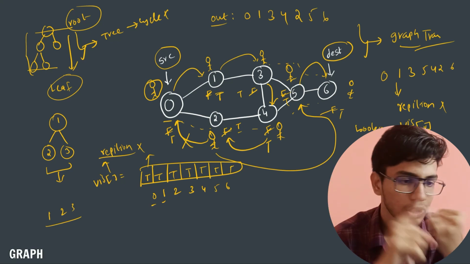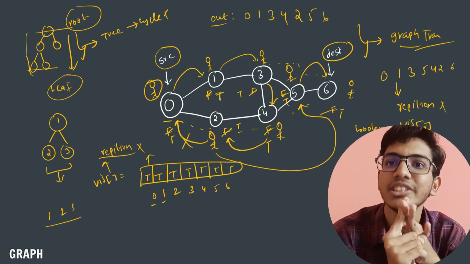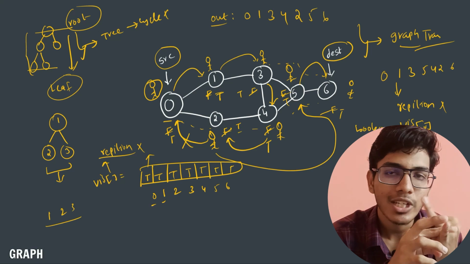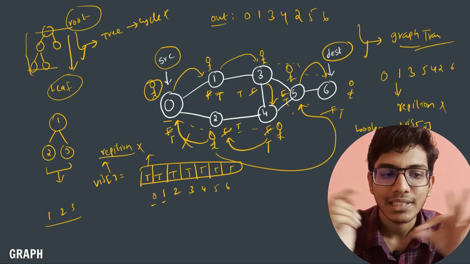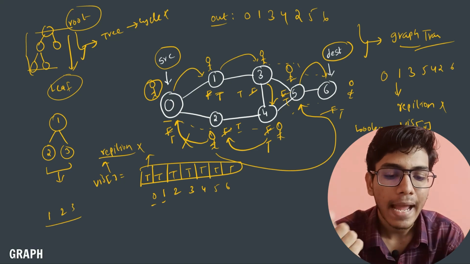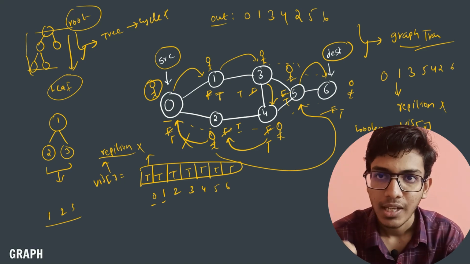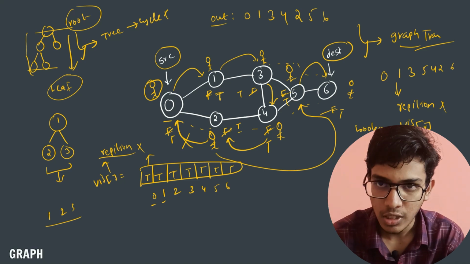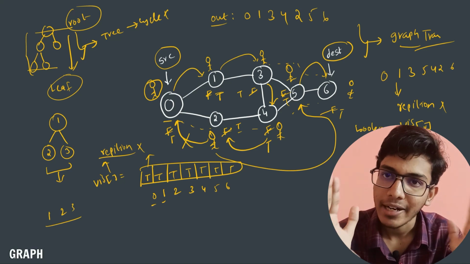What are the three things? Source, destination, visited boolean array. Source and destination are used to print the elements, and visited array, boolean array, is used to keep track of the number of elements, and it will avoid repetition of elements. I hope you have understood.